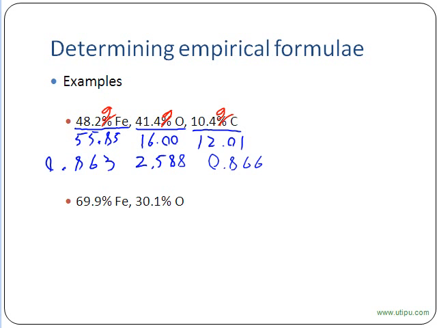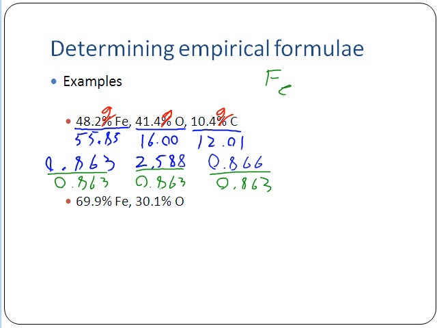And so the smallest one here is 0.863. And so let's divide each one of these by 0.863. So 0.863 divided by 0.863 just gives us 1, so I know that I have just one Fe, like that. Then our next one is 2.588, so I take 2.588 and divide that by 0.863, and when I do that, I get 2.9988, that's basically 3. So I know I have 3 oxygens right here.